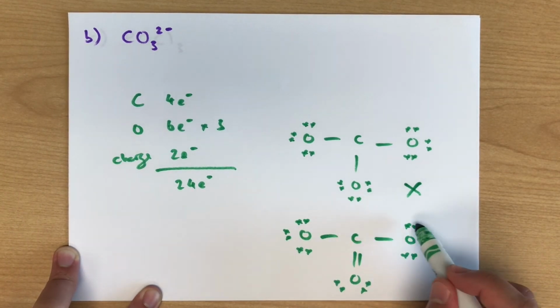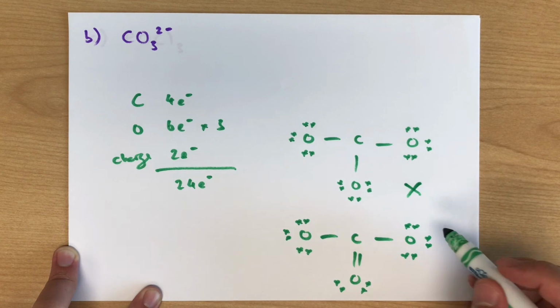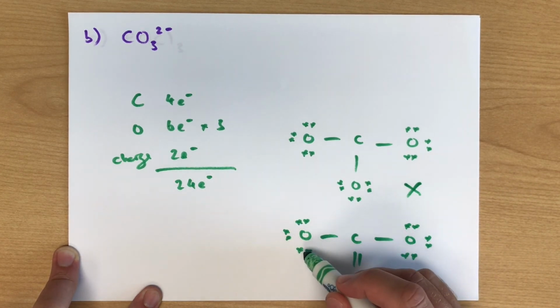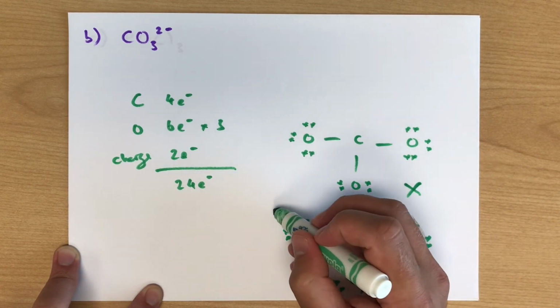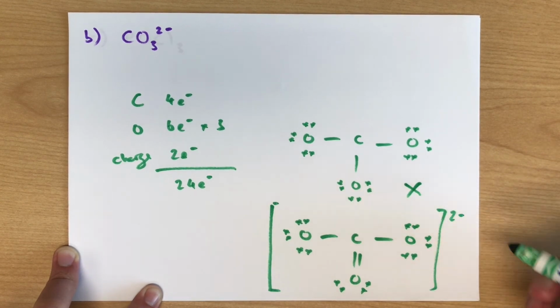Oxygen's got 8, oxygen's got 8, oxygen's got 2, 4, 6, 8, so that's 8 as well. Carbon's got 2, 4, 6, 8. So everybody's got a full valence shell, and I've used 2, 4, 6, 8, 10, 12, 14, 16, 18, 20, 22, 24. So that is the correct Lewis structure. I now need to add my square brackets and give it a 2 minus charge. And that's correct.